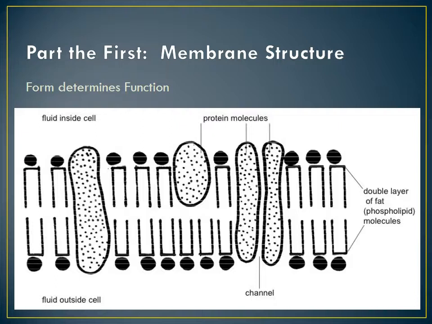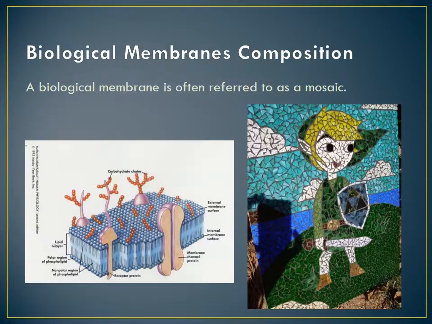Now we're going to talk about the structure of the membrane. Form determines function. Ultimately, the form of the membrane determines the function of the membrane. The plasma membrane is known as a fluid mosaic. Have you guys ever heard the term mosaic before? What's a mosaic? Yeah, you take all sorts of little pieces, you put them together, and you get a mosaic.